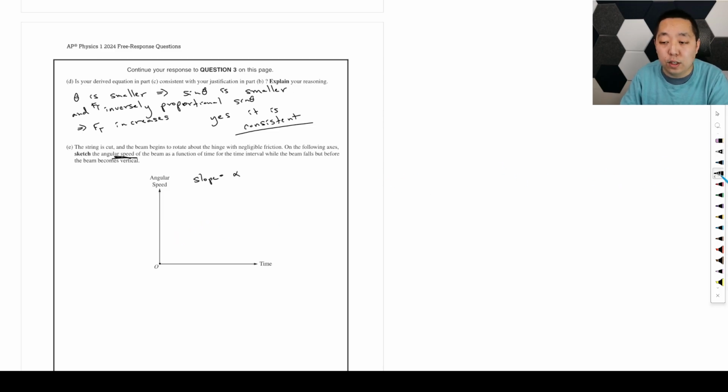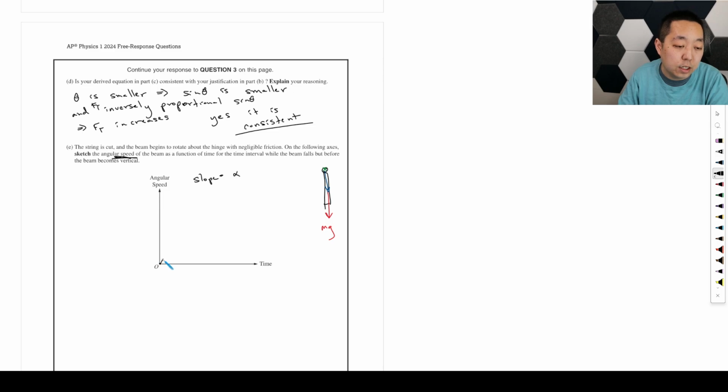Once it's vertical, the torque will be 0, because if I put my axis of rotation here, and I have gravity, then once it's vertical my R vector is going to be parallel to mg, and so it's not going to have a torque.